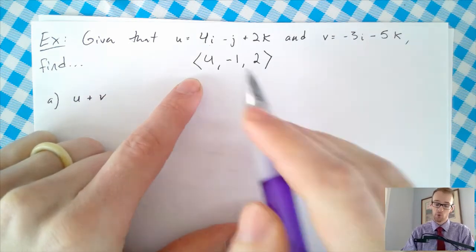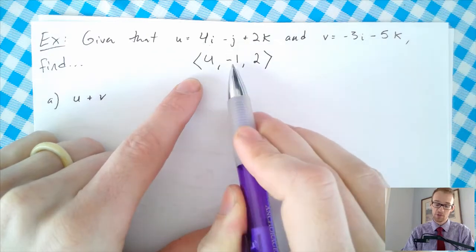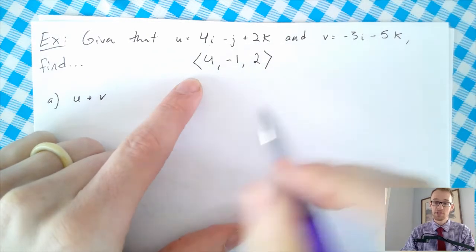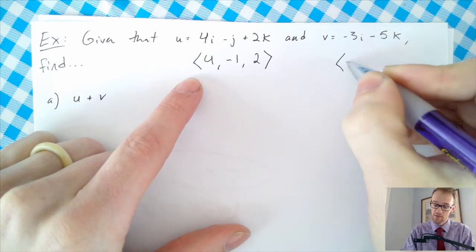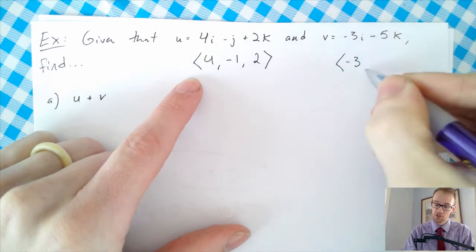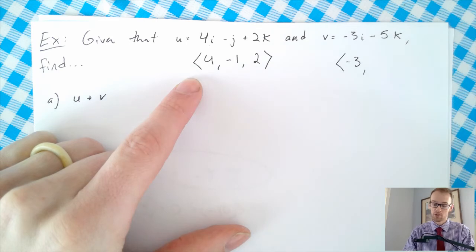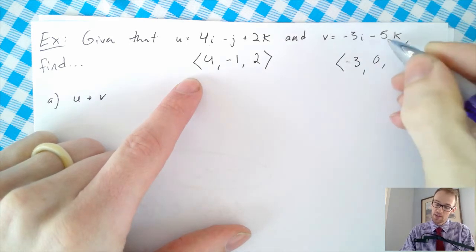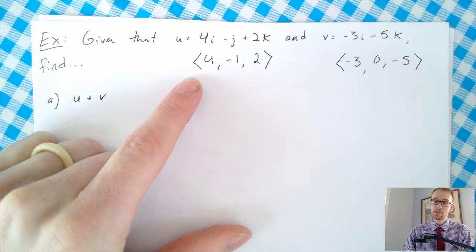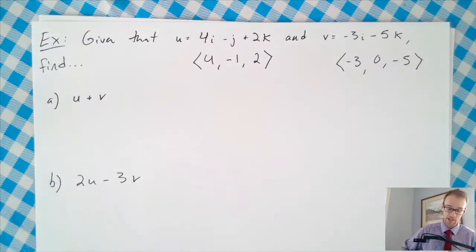So we'll go 4 units in the x direction, -1 unit in the y direction, and 2 units in the z direction. And then v, we have -3 units in the x direction, no units in the y direction since there's no j vector component, right? So 0, and then -5 units in the z direction. Okay, now let's find u plus v.